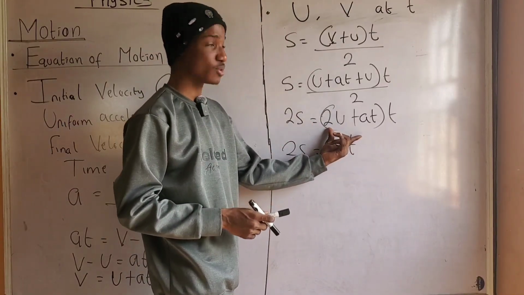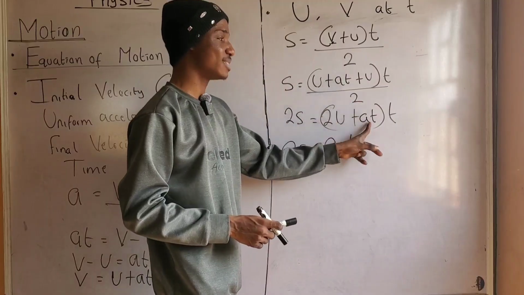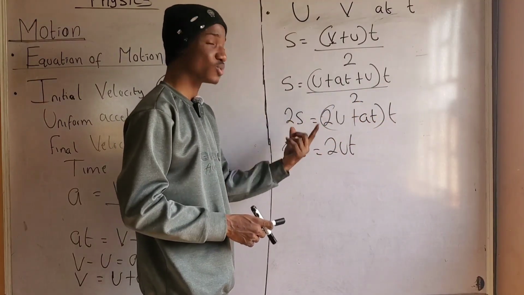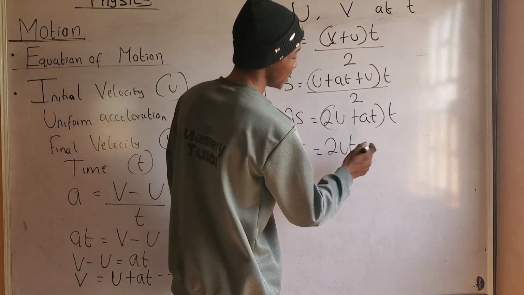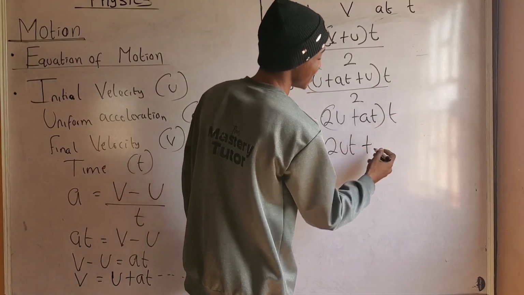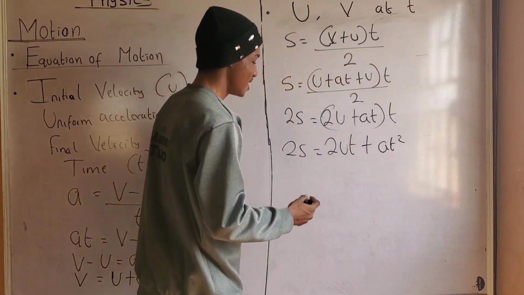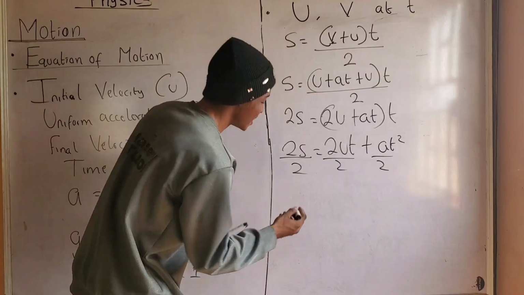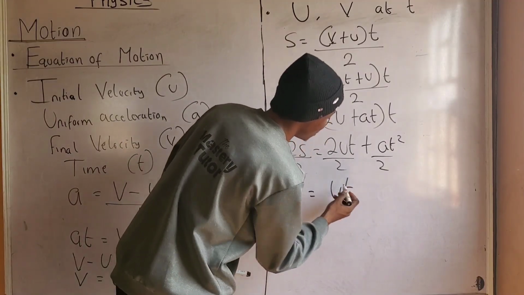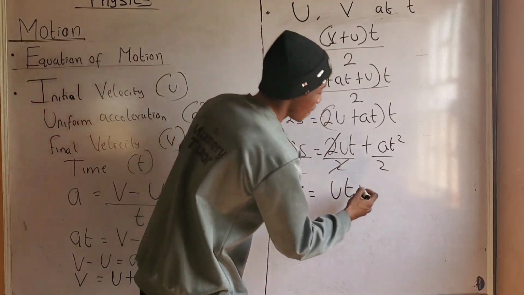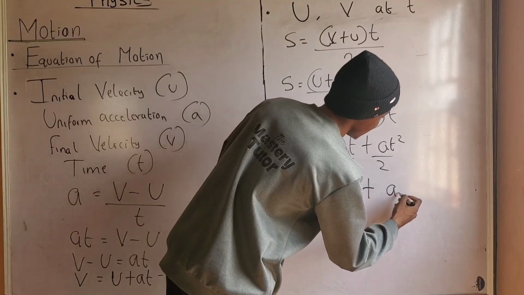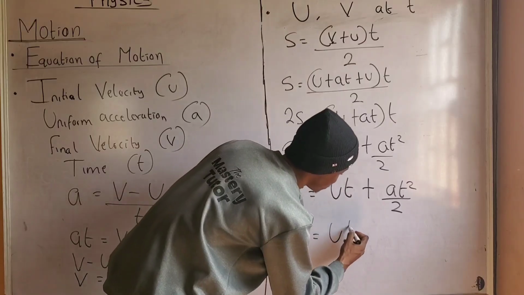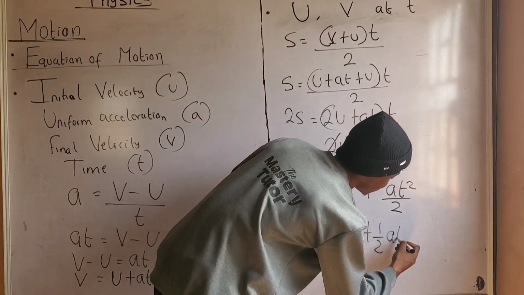As you can see, I brought it out. U plus u will give me 2u, and this at is also present here. This t is here; these two have multiplied it to make it linear. 2ut plus at times t, that is at squared. Divide both by 2. We are going to have s equals ut, because this t will eliminate these two, plus at squared all over 2. It can be written as s equals ut plus 1 over 2 at squared.